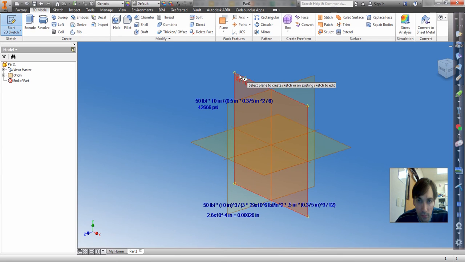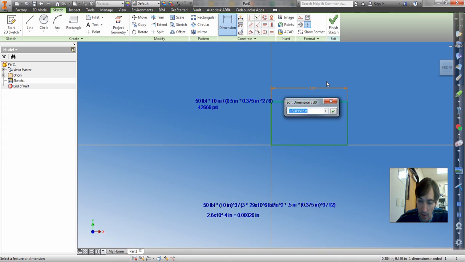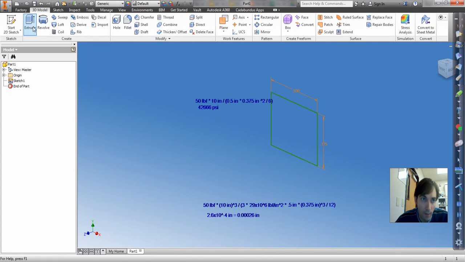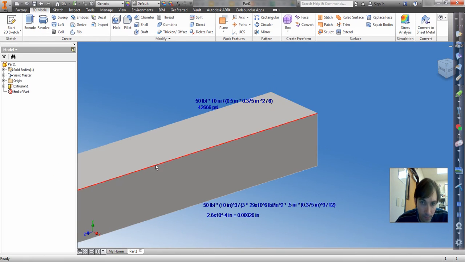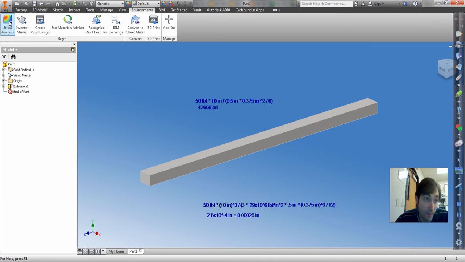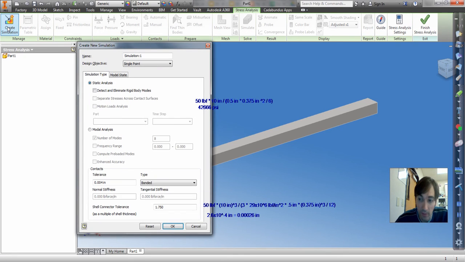Going to make a new sketch. And it's pretty easy. Let's just do a rectangle with dimensions of 1/2 inch wide, 0.375 inches tall. And let's go ahead and extrude it 10 inches. Very good. Now we've got our beam. Okay, next thing you want to do is click on environments and then stress analysis. Okay, first thing we're going to do, create simulation. Make sure you have static analysis selected. I think everything else is okay.